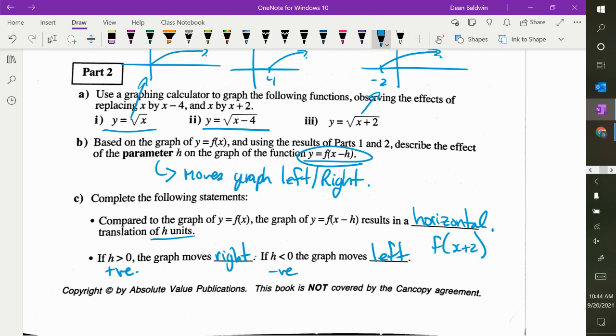f of x plus 2. Are we going left or right? We're going left, right? Even though it says plus 2, you ask yourself what makes the inside 0. So our h value here is negative 2. So we're going left. That's the only trick with the h's. It's what makes the inside of the bracket 0. We okay with that? All right.